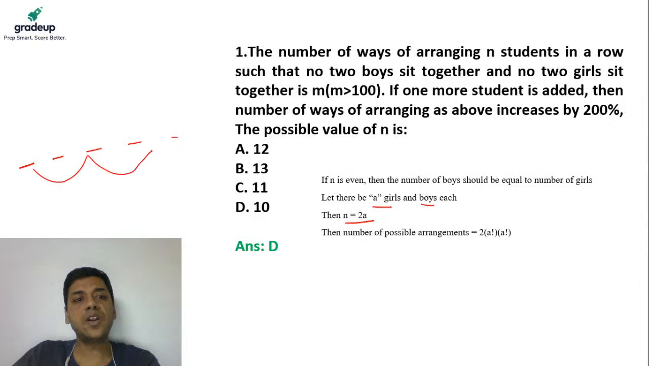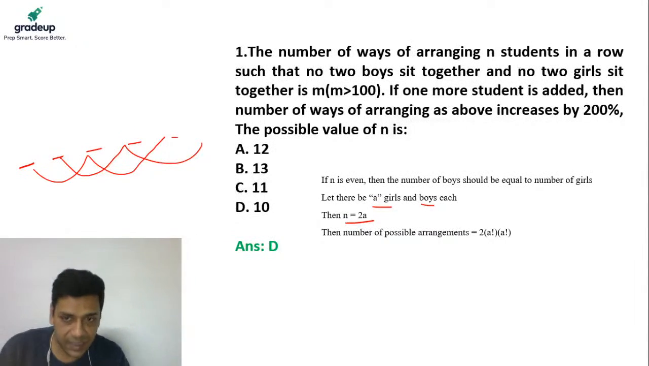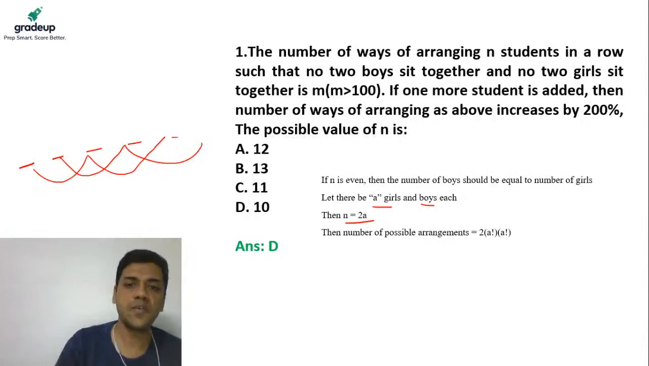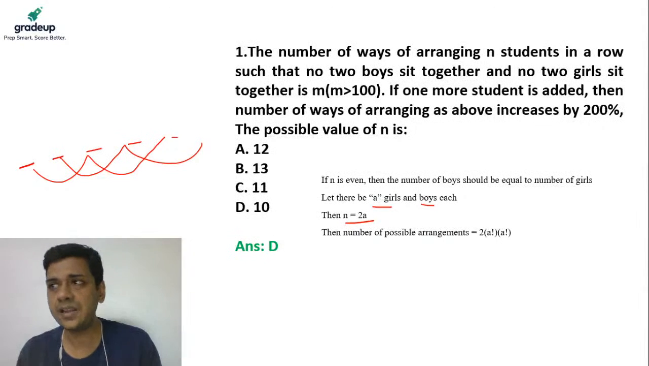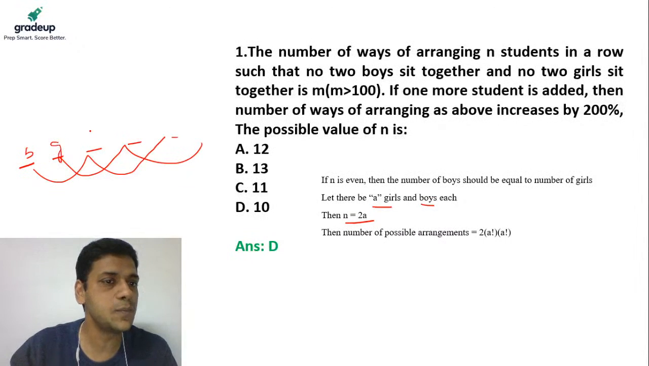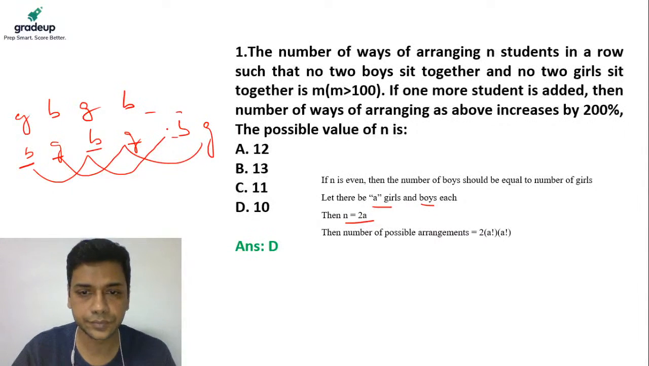If they are not sitting on the alternate positions, then either boys or girls will be together, and it says no two boys and no two girls have to be together. So if there are 2A students, the number of ways of arranging A boys is A factorial, and the number of ways of arranging A girls is A factorial. We'll multiply it by 2 because it can start with boy girl boy girl boy girl, or it can be girl boy girl boy girl boy. It can be either of the two ways. So that's why it is 2.